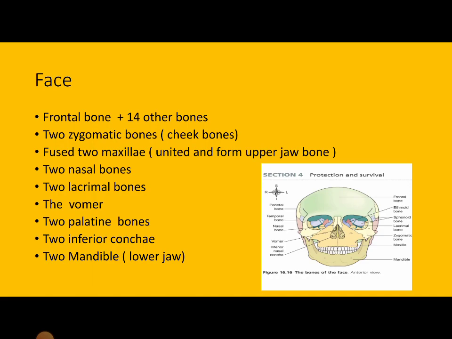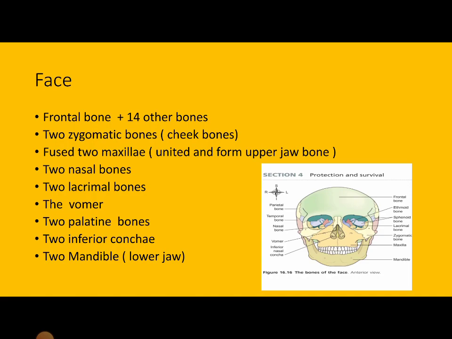Then the two nasal bones and the two lacrimal bones. Then the vomer, the one vomer. Then the two palatine bones, two inferior conchae. Then the two mandibles. These two mandibles fuse and form the lower jaw.